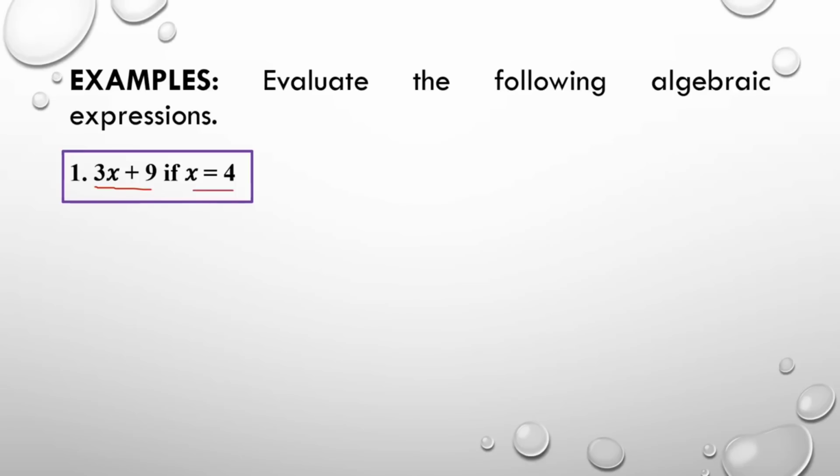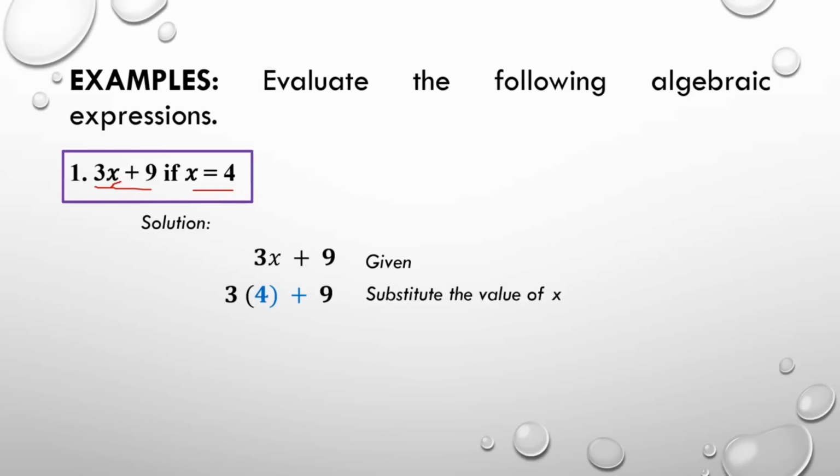It means that we are going to find its value by substituting x in our algebraic expression. So for the solution, we copy the given 3x plus 9. Then we substitute the value of x. As you can see, we have written 3 parenthesis 4, or 3 times 4 plus 9. Now we simplify using PEMDAS. We start by multiplying 3 times 4. The product is 12 plus 9. And then we add 12 plus 9. The sum is 21. And that is our final answer.